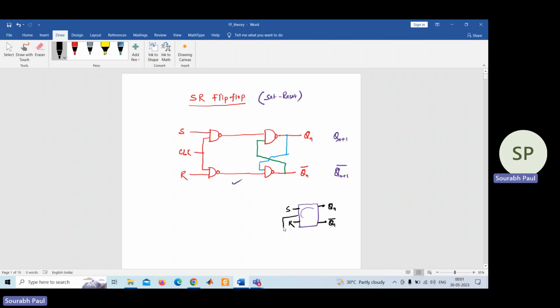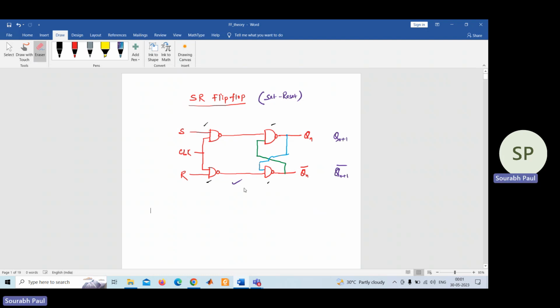And other than that, as it is a flip-flop, a clock will be there by default. So this is the block diagram representation of the SR flip-flop. But what components are inside this block? These components exist inside this block. Four NAND gates will be there, with proper connections, to implement this SR flip-flop.